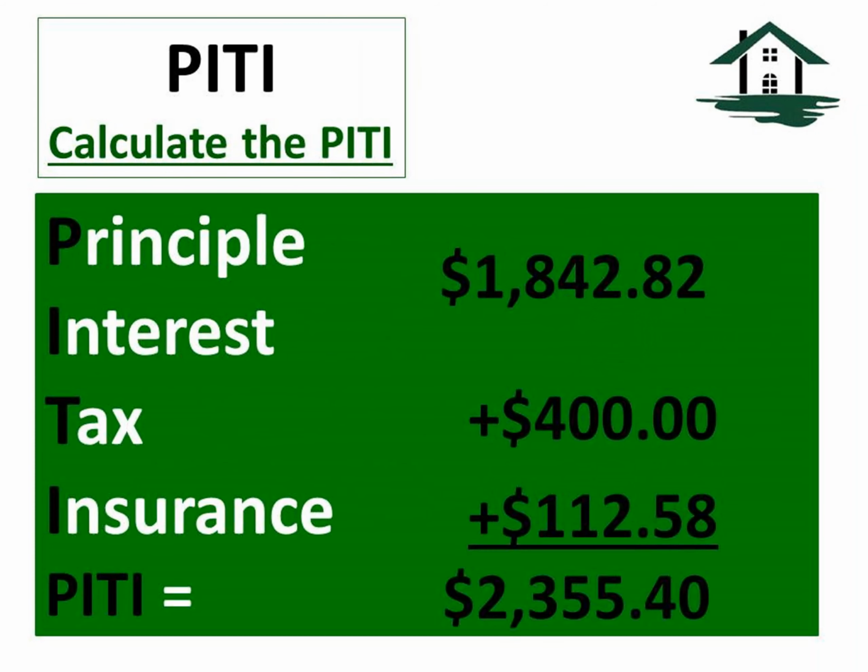Now, let's add the results all together to get the PITI. Add $1,842.82 plus $400 plus $112.58, and your PITI is $2,355.40. Now there you have it. Instructions for using your financial calculator to compute the principal, interest, tax, and insurance. The PITI.